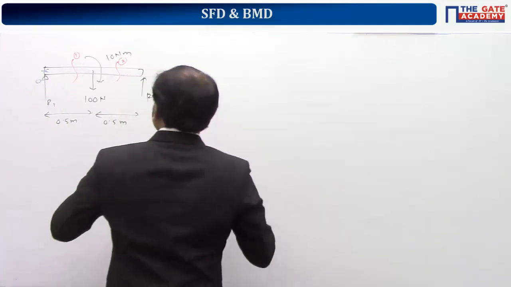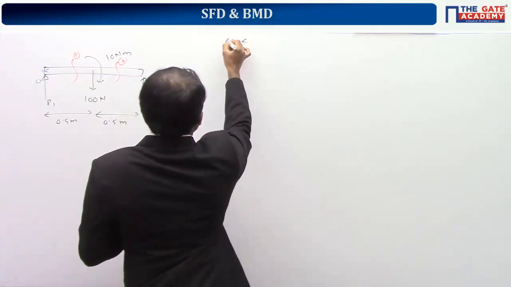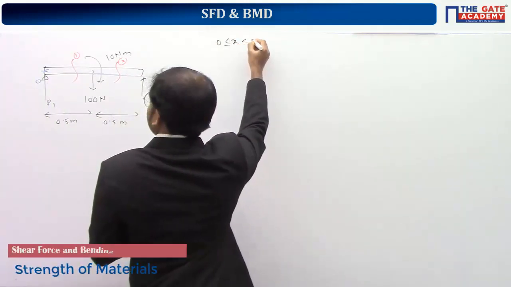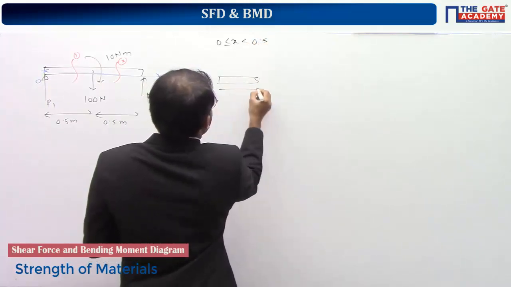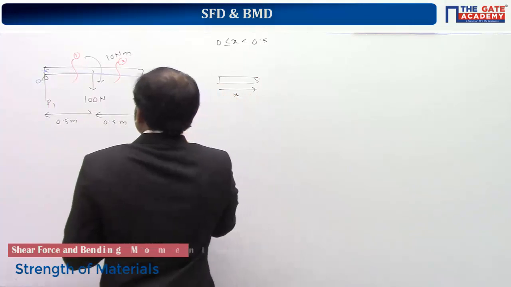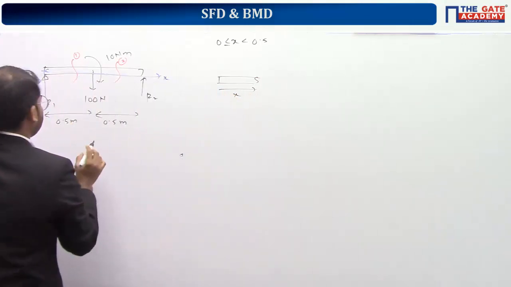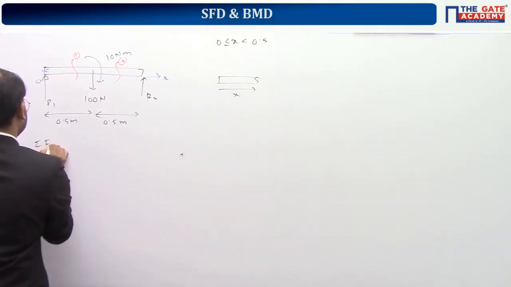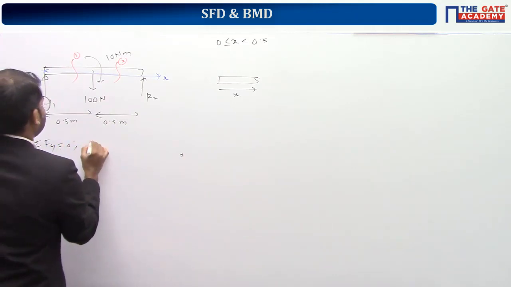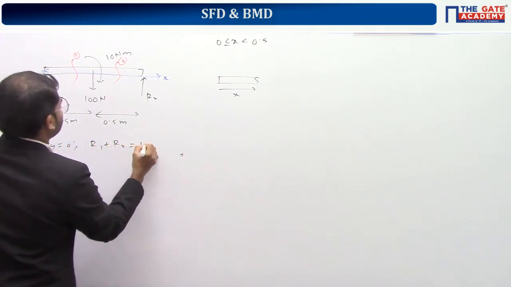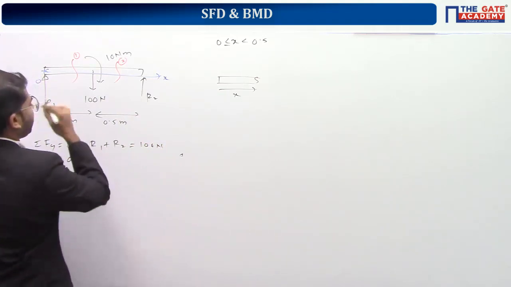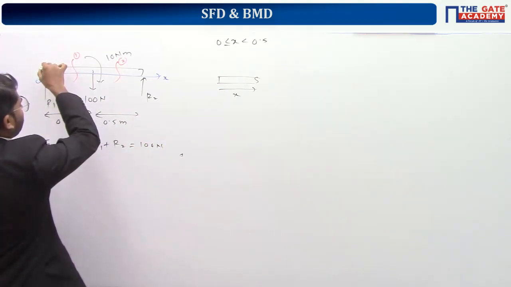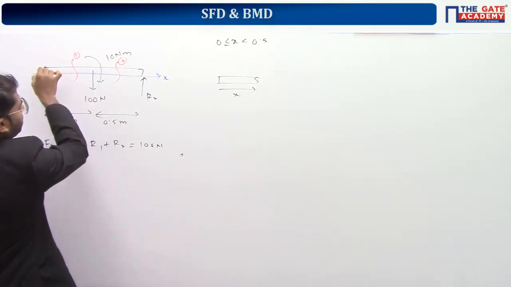Now if you are taking the left part of the first cut, x is lying from 0 to 0.5, open interval. I am taking the distance as x. First of all, we should get the value of R1 and R2. If you apply the equilibrium condition, sigma Fy is equal to 0, you get R1 plus R2 is equal to 100 Newton. Sigma Mz is equal to 0. You can take moments about any point. I am taking about this point because R1 will not be there in the equation.